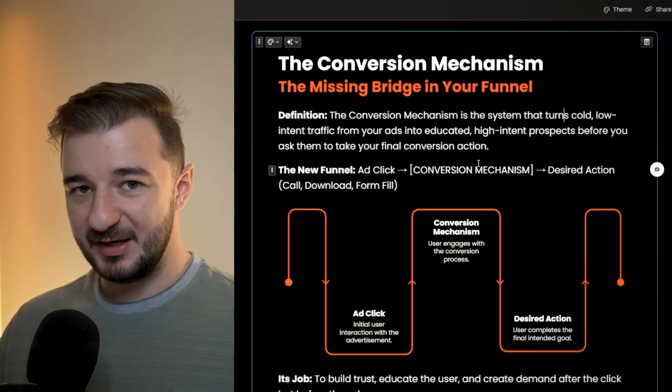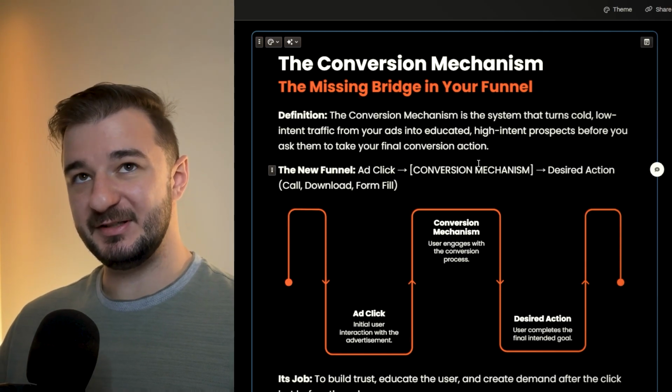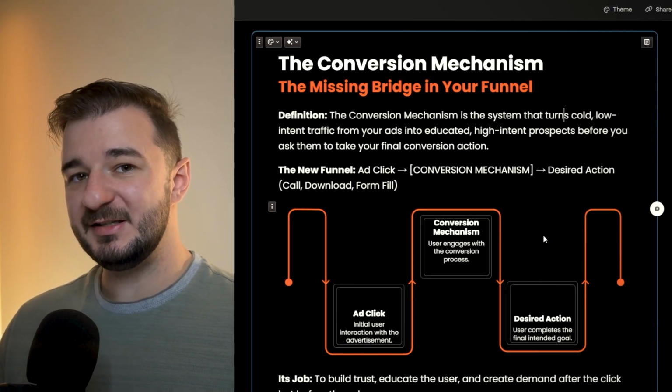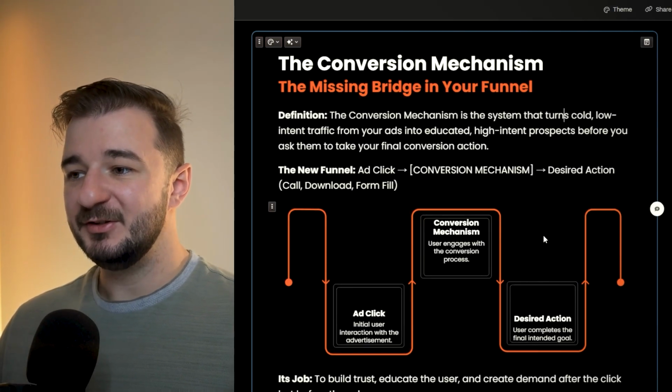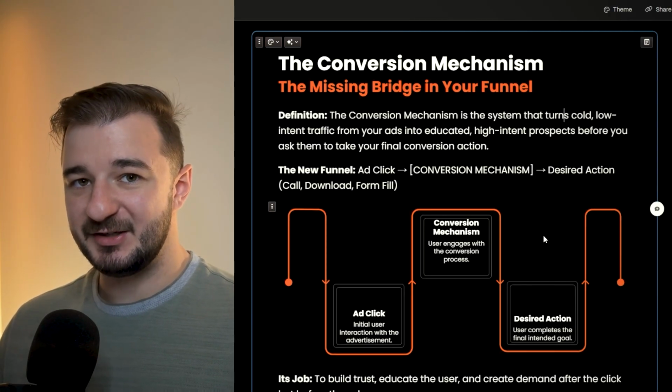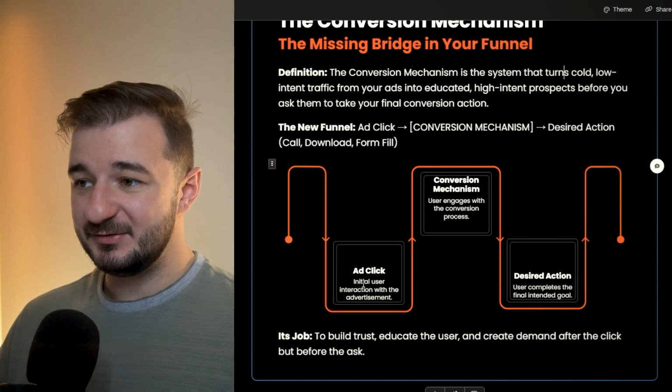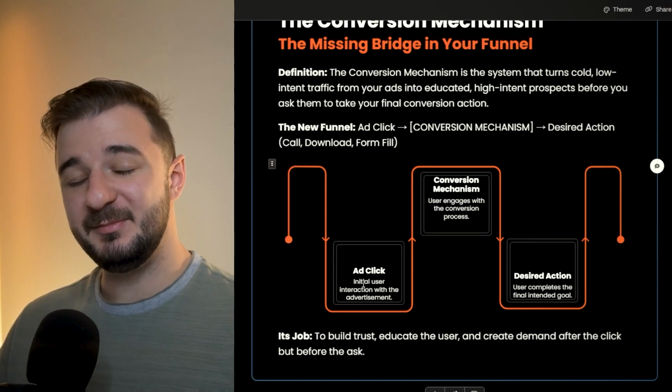The conversion mechanism, simplified, just turns low intent into high intent. It stimulates the user to take the desired action. Its job is to build trust, educate the user, and create demand after the click, but before the ask.